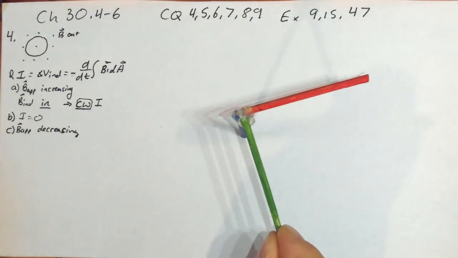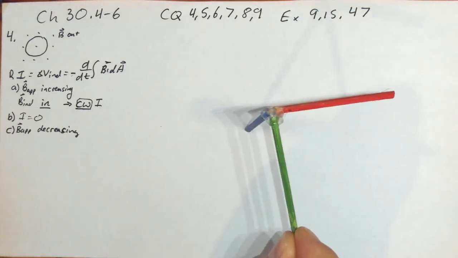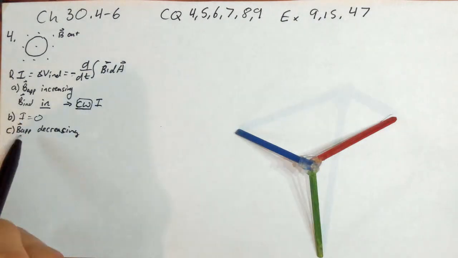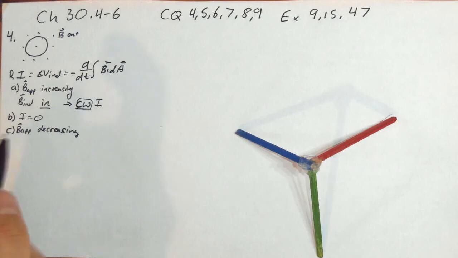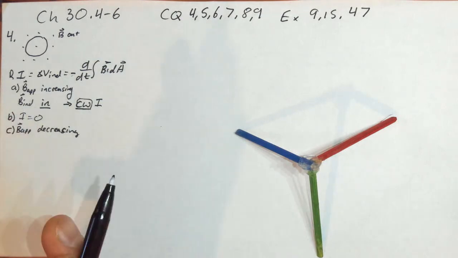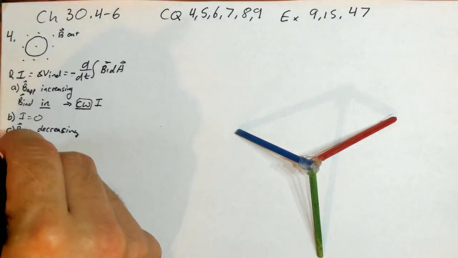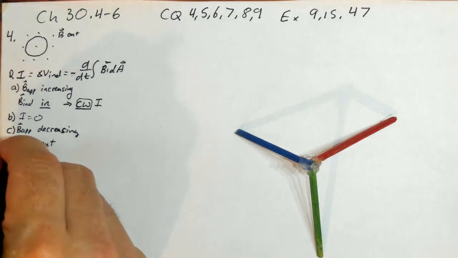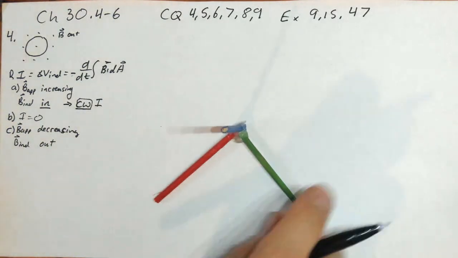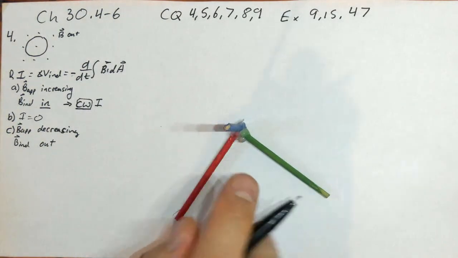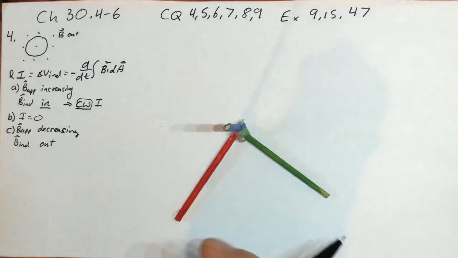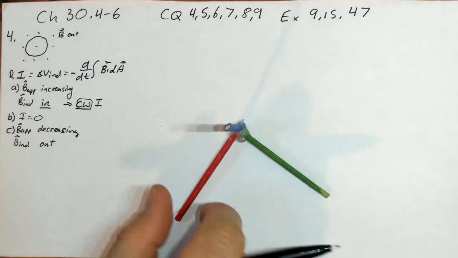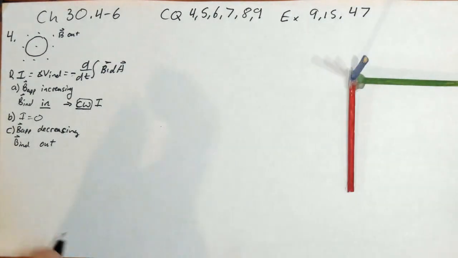Getting smaller up is the same thing as getting bigger down. So it's getting bigger down, and we want to oppose that. And so we're going to have a B induced that is pointing out. Okay. So B induced will be out to oppose that change. The B field, the applied, is out but getting smaller, so we want to help it. We say don't get smaller, so we're going to add to it outward so that it can not get smaller.